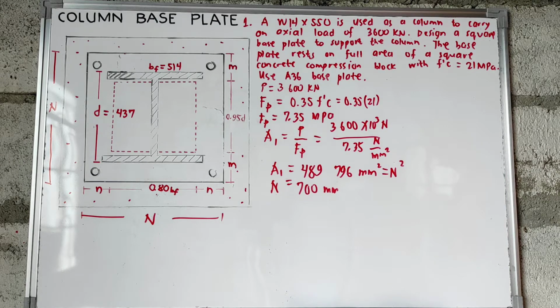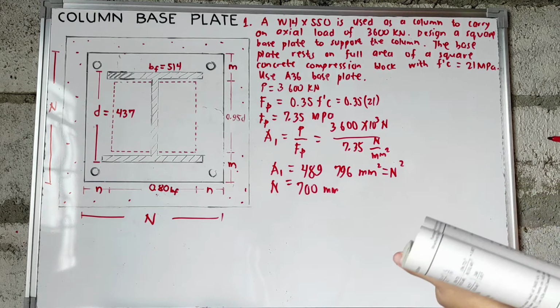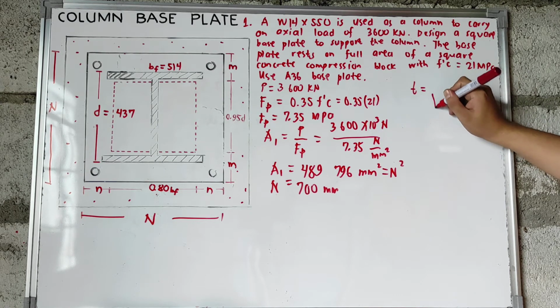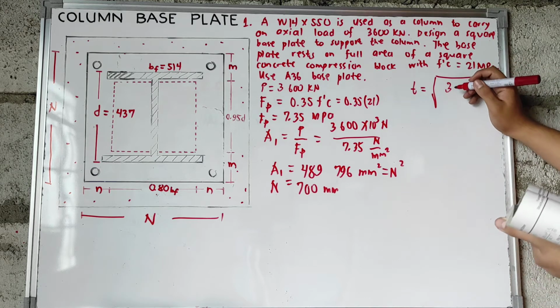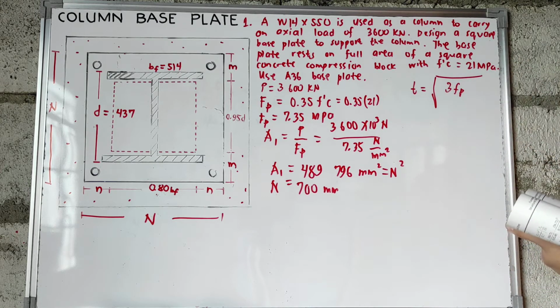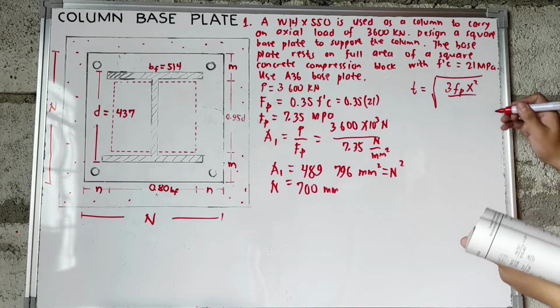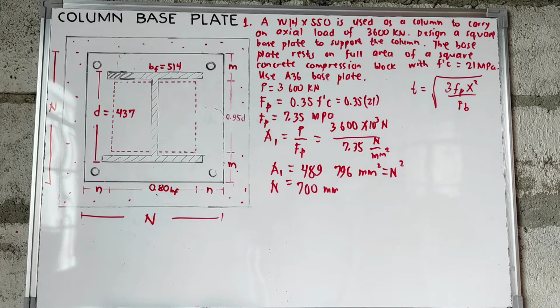So since nakuha na natin yung value ng n natin, siyempre i-design na rin natin yung thickness ng base plate natin. So, yung dimension natin, that would become 700 by 700. Pero, meron pa tayong kulang. What is the thickness of your column base plate? So, para mahanap natin yon, remembering yung formula natin for the plate thickness, that is equal to t equals square root of 3 yung actual bearing stress natin sa concrete, x squared all over FB. So, kailangan muna nating malaman yung value ng x, value ng actual bearing pressure, and yung FB natin that is given na 0.75 Fy.